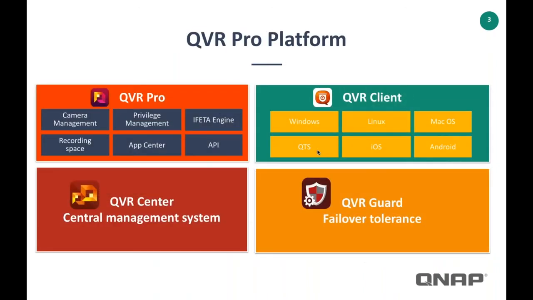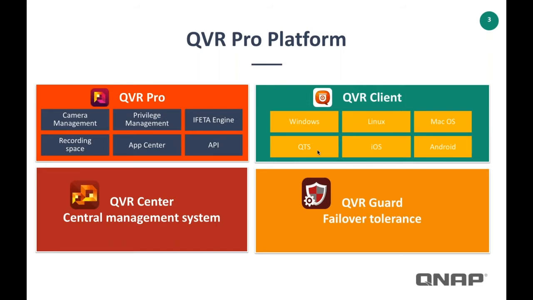The QVR Pro platform has four important parts. QVR Pro will run on your NAS. It has the camera management, API, App Center, recording space, all kinds of things like that. We also have QVR Center for incorporating the cameras from multiple units into one system, and that will also run on your NAS. We have QVR Client to run on your computer, phone, whatever, and that's for doing either live view or playback to view your recordings or just to view your cameras.